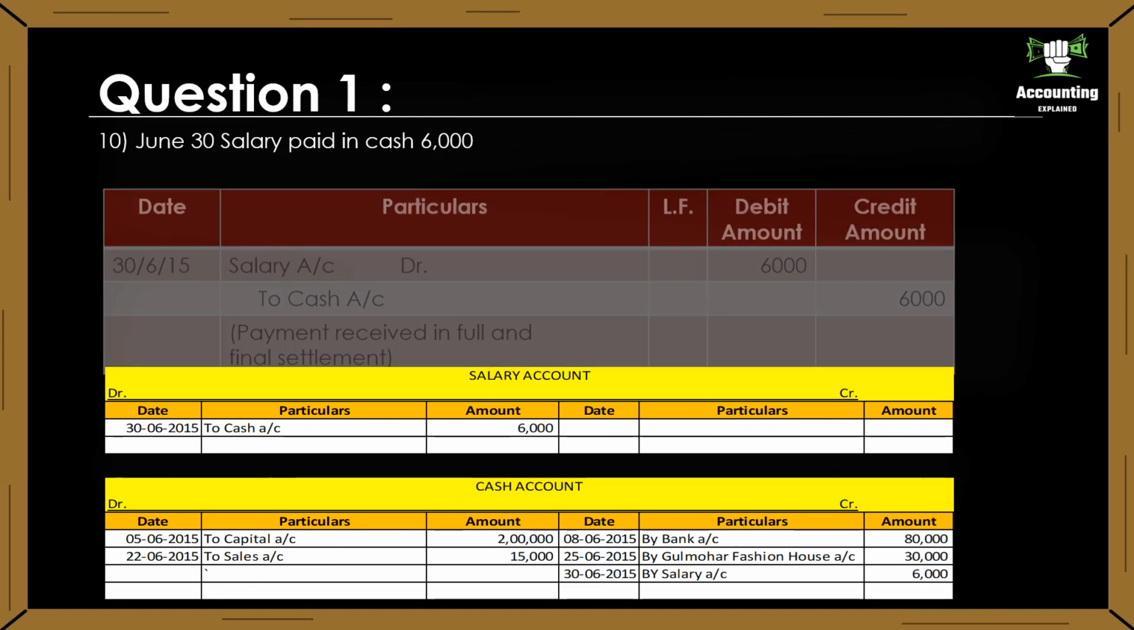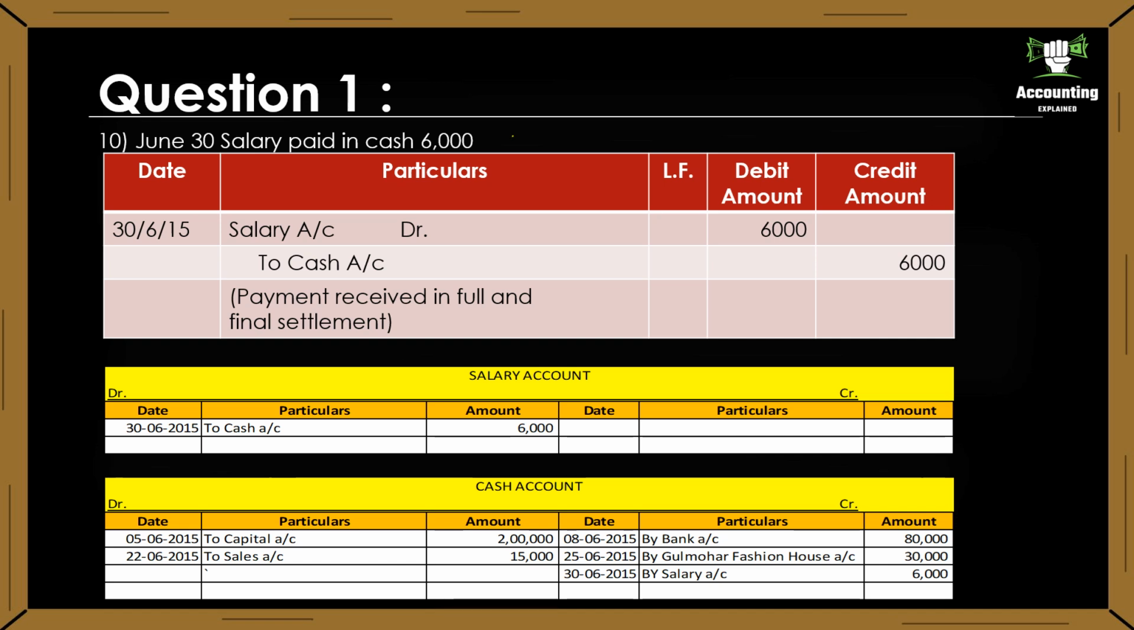June 30, salary paid in cash rupees 6,000. Salary is an expense. When the expense increases, we have to debit it. So salary account debit 6,000. Cash account is going to decrease, is an asset. When the cash decreases or the asset decreases, we have to credit it, cash account 6,000 rupees. That is for the salary. See, it is the month end, no? So we will pay the salary. Here two accounts are involved, salary and cash. Cash account already exists. Salary account is a new account. So you are going to open the new account, salary account, cash account.